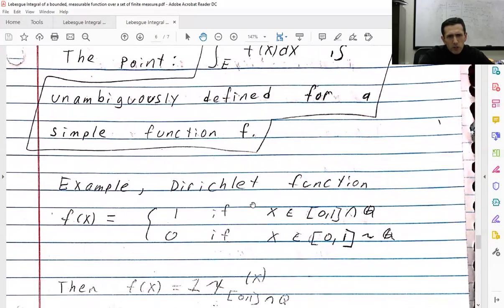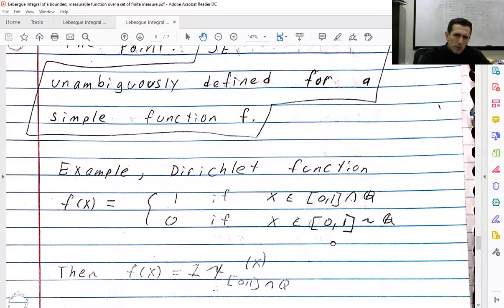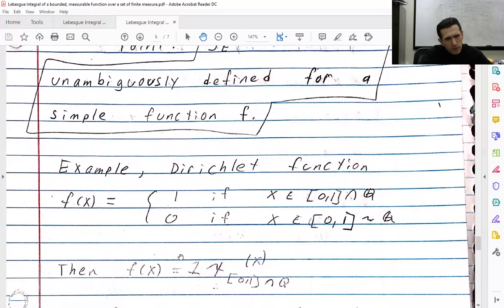So let's take the Dirichlet function, which we mentioned at the beginning of the course is not Riemann integrable on 0 to 1. Okay, so this Dirichlet function is 1 if x is rational in 0 to 1, and 0 if x is irrational in 0 to 1. So you should check trivially that we can write this as this characteristic function here.